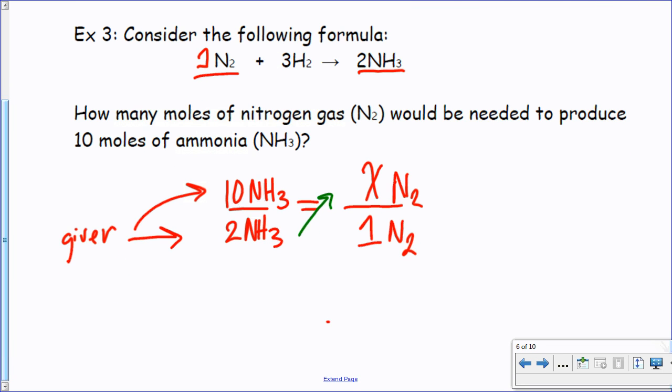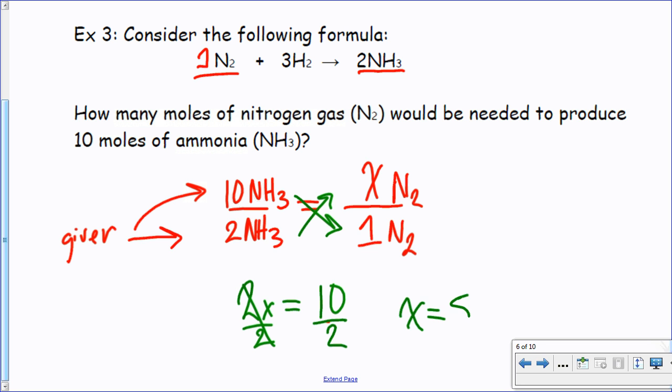Cross multiply. So we get 2x equals 10. If you solve for x, both sides divided by 2, x equals, well, 5 N2s. And that would be how you solve a problem like this. Now, the hardest part is going to be setting up that ratio properly. Remember, the denominator gets the values from the mole coefficients in the balanced equation, and the numerator on the left gets the given number of moles from the problem itself.